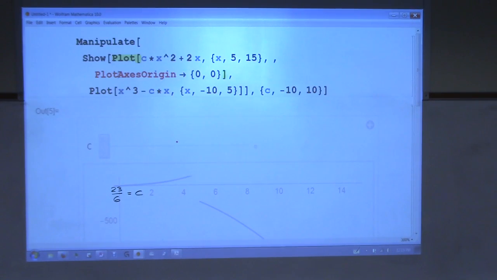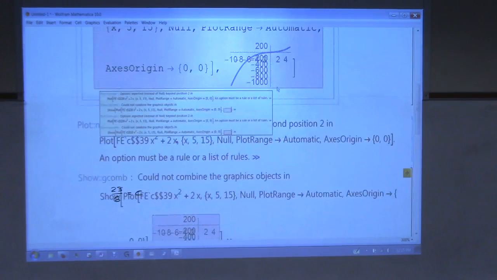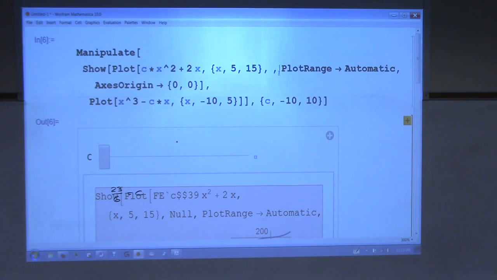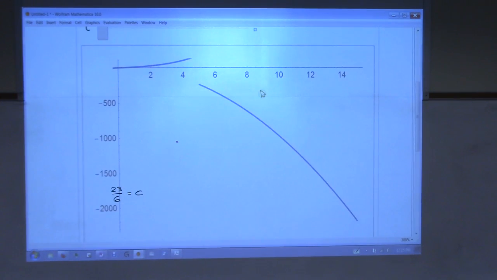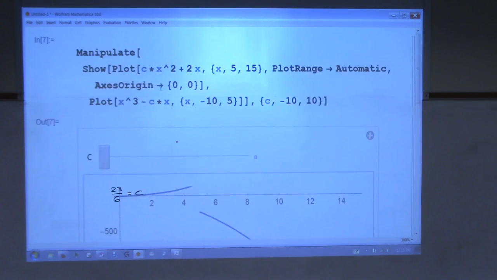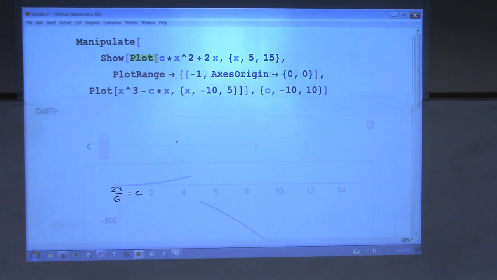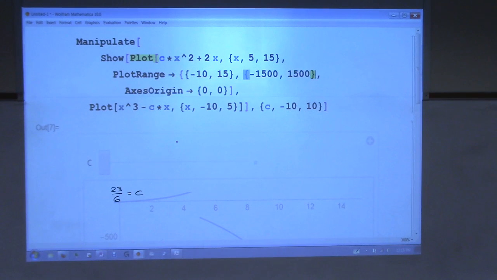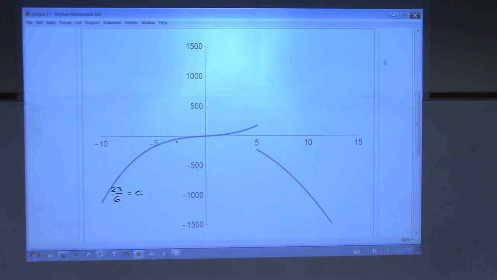One more thing. What happened? Oh, 2 commas. I don't like my plot range. You're going to have to bear with me. Does this look complicated? It's starting to a little bit, huh? There we go. Okay, that's a little easier to look at.